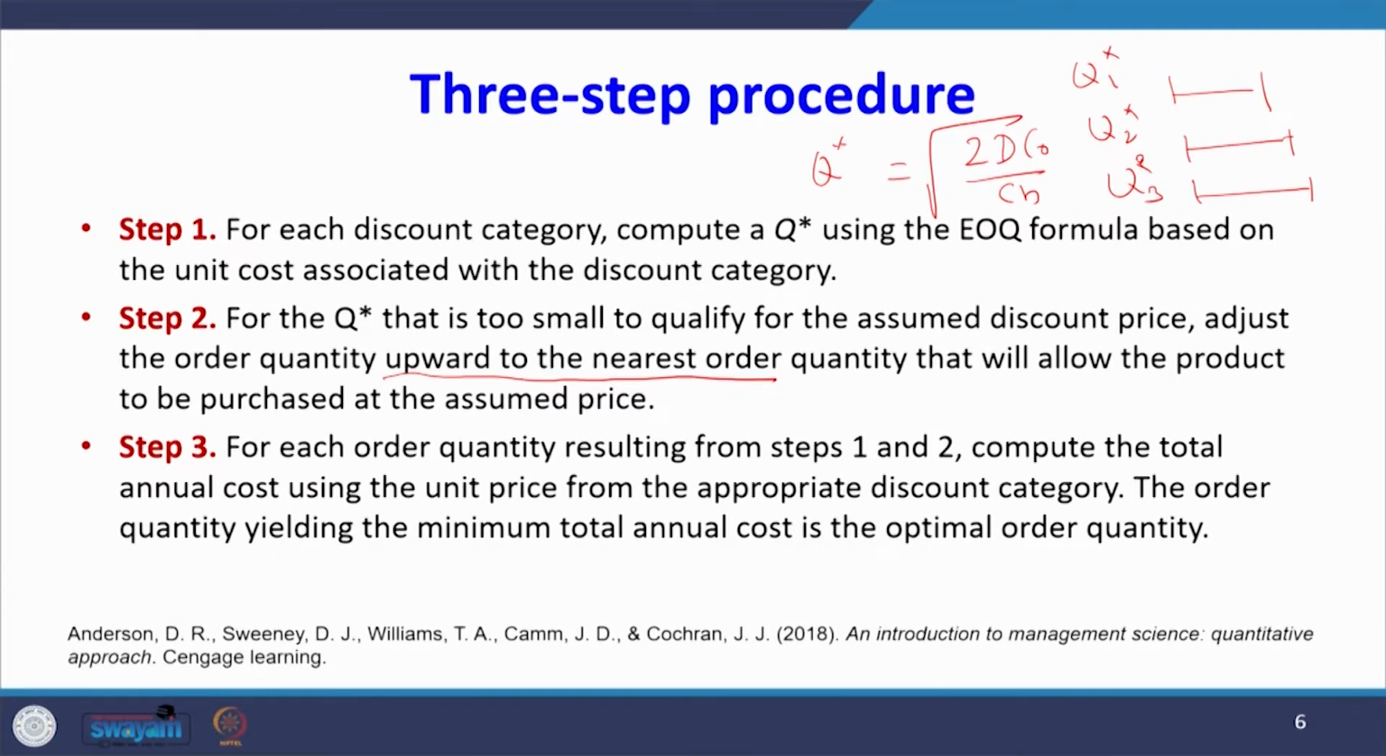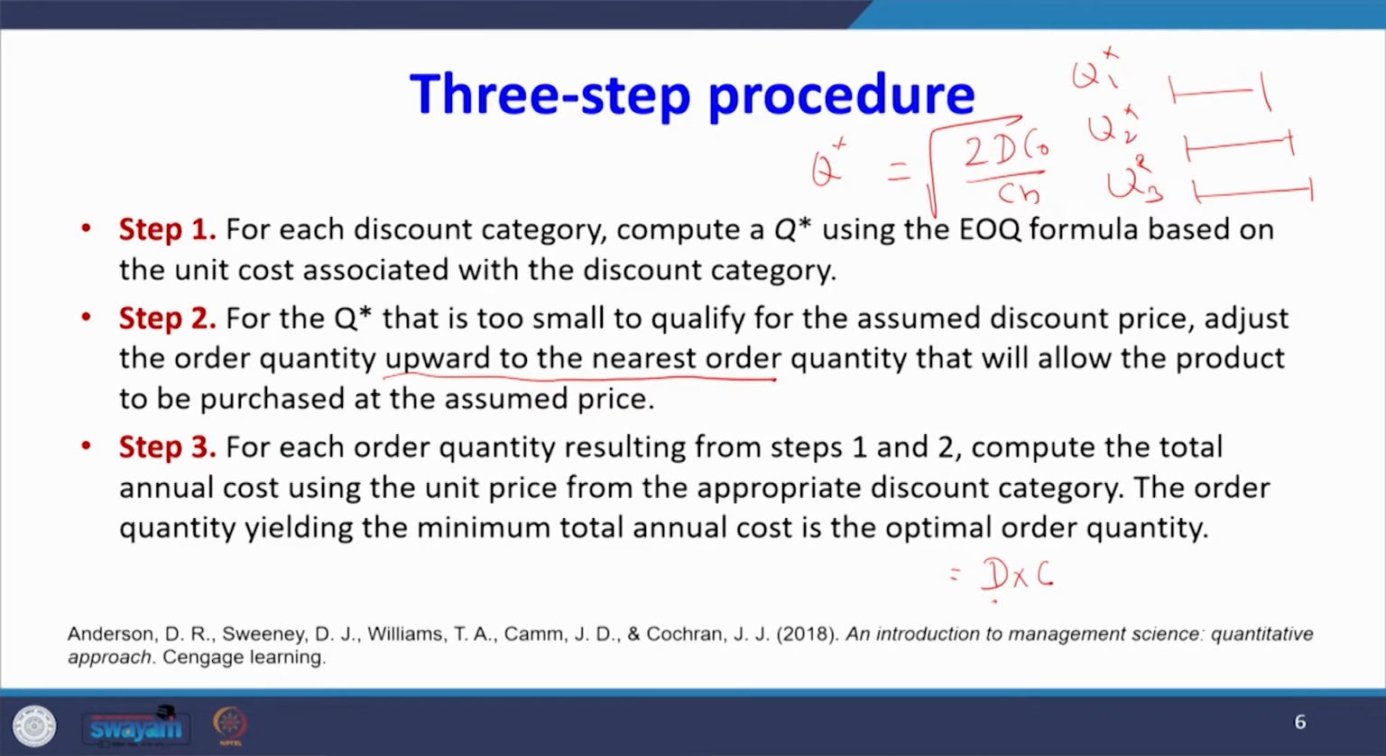The third step: for each order quantity resulting from steps 1 and 2, compute the total annual cost using the unit price from the appropriate discount category. The order quantity yielding the minimum total annual cost is the optimal order quantity. One important point I wanted to say: so far we did not consider the actual purchasing cost, but here we are going to consider demand multiplied by the unit cost. So, here we are going to consider the actual purchasing cost apart from the ordering cost and holding cost, because this quantity will decide.